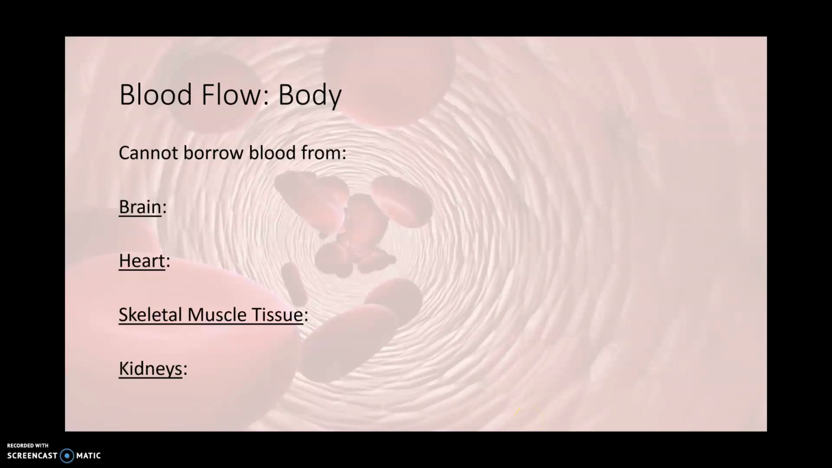Okay, so we're going to continue our lecture talking about peripheral hemodynamics, and right now we're going to talk about shunting blood from one area of activity to another area of higher activity. Two areas we can never borrow blood from are, one, the heart, and two, the brain. We can never borrow blood from those areas.